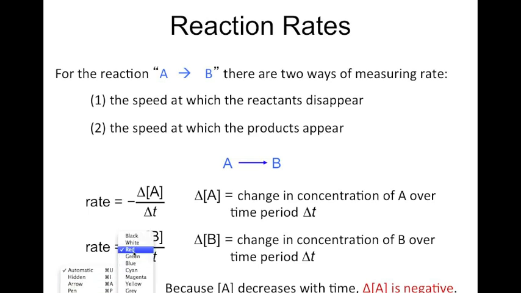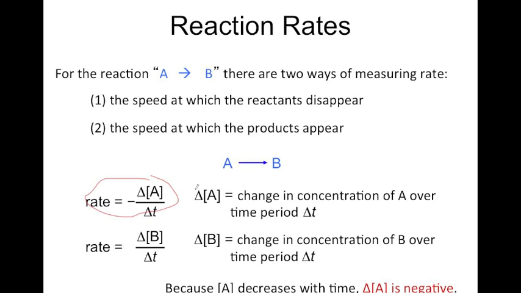We would use an equation like this, where we measure the reaction rate as a change in concentration of A over some change in time. And we have a negative sign here because the concentration of A is decreasing, and we can't have a negative rate. The rate of a reaction must always be positive, so we put a negative sign there to make it positive.